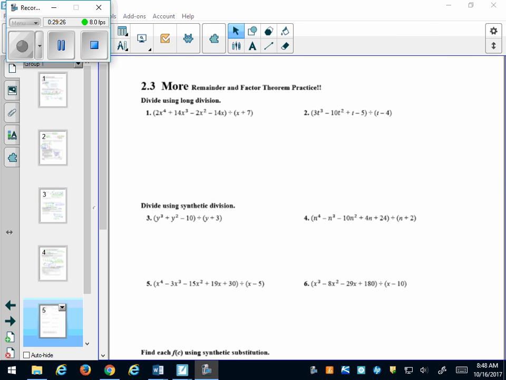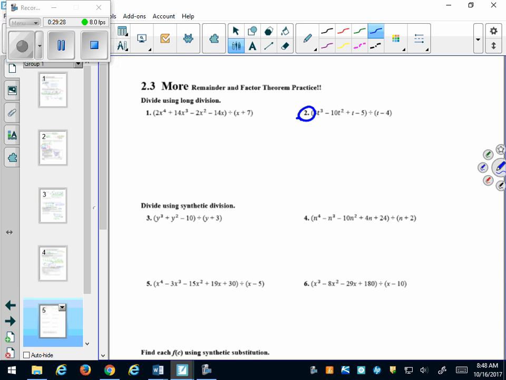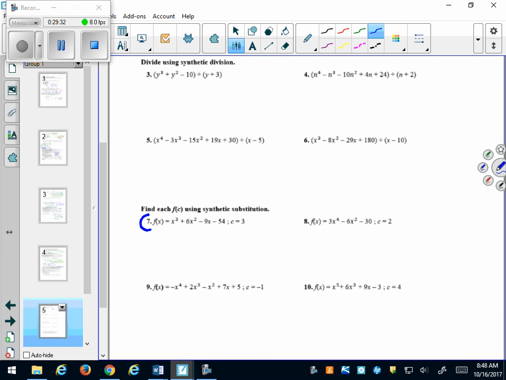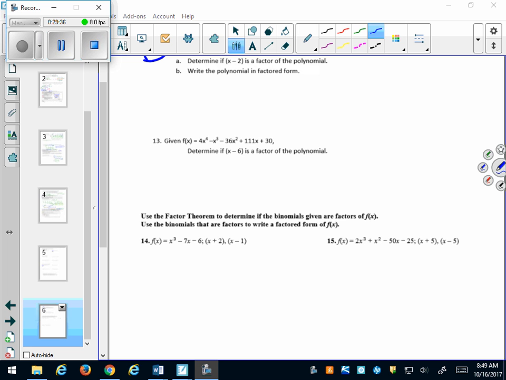Okay, just for the record, we're doing 2, 7, and 11 in class, and the textbook numbers for homework. Scratch that, 2, 7, and 12.